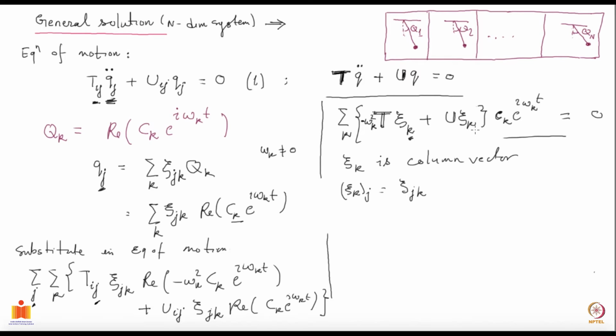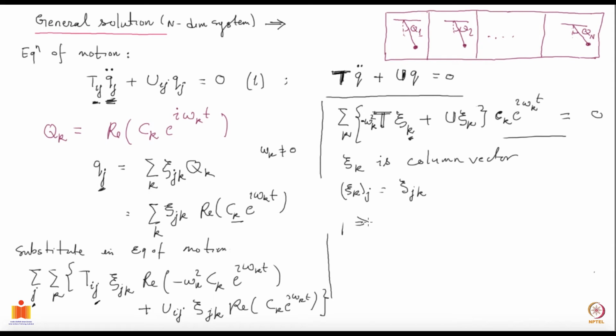So if this entire thing has to sum up to 0, it better be that the term in the curly brackets vanishes, otherwise it is not possible to make it 0 for whatever c_k you choose, because the c_k's are in your hands. So for that to happen, this quantity in curly brackets should vanish, and let me write it down.